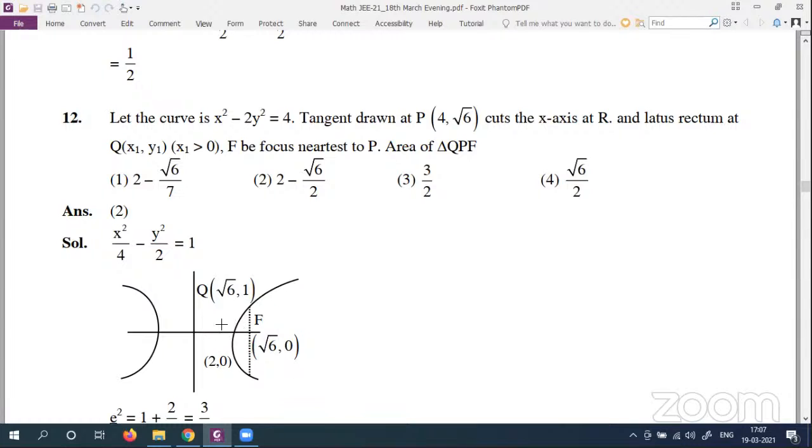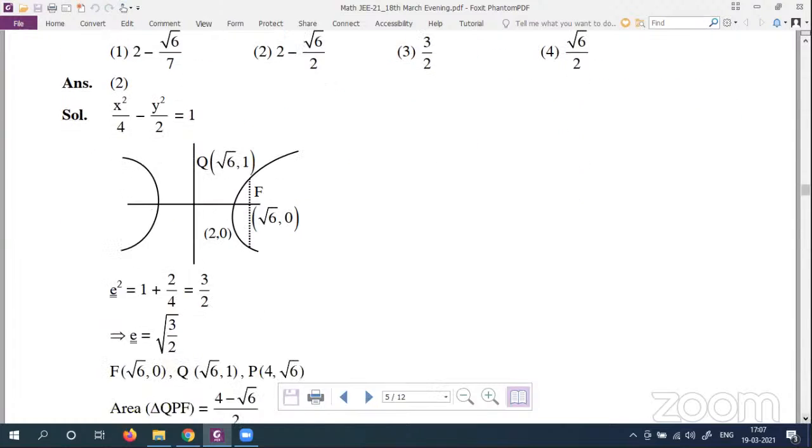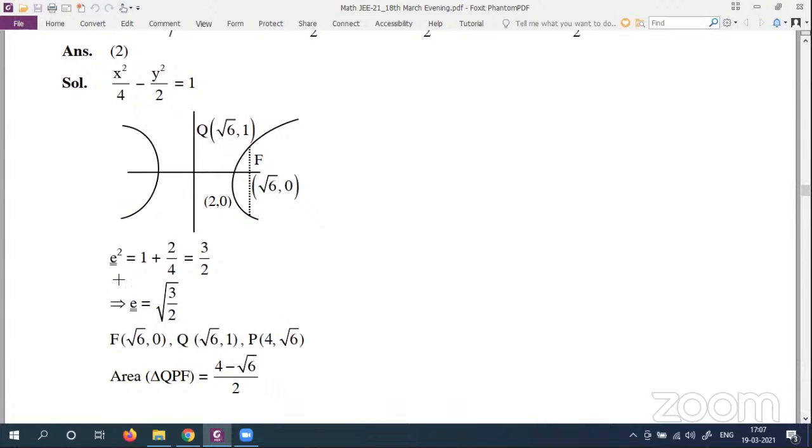Right? So we are getting the points Q, P, and F by finding the value of e. You get the coordinates of the focus. Right? So once you get all these 3 points, you can find the area of the triangle by applying the formulas that we are having, which will give us the answer.